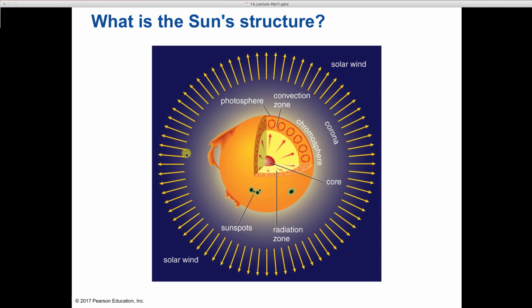So what does the star look like? What does our sun in particular look like? Our sun is a very average star, so other stars look very similar to our sun. What are the different layers that we can talk about? So this is just a picture. We'll go through these layers one by one and think about the different things that are happening in these different layers.